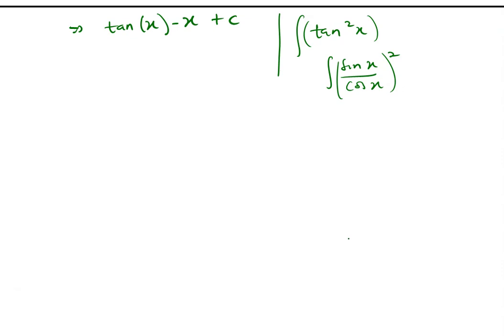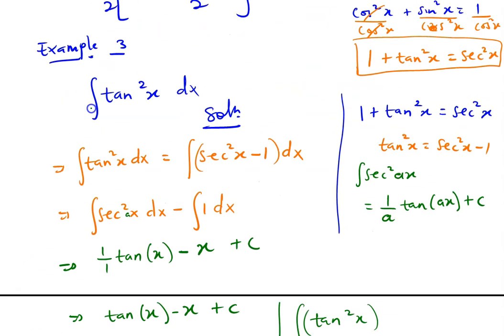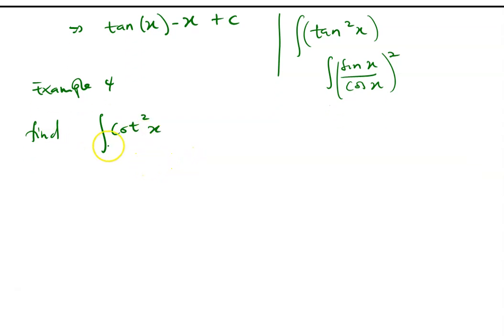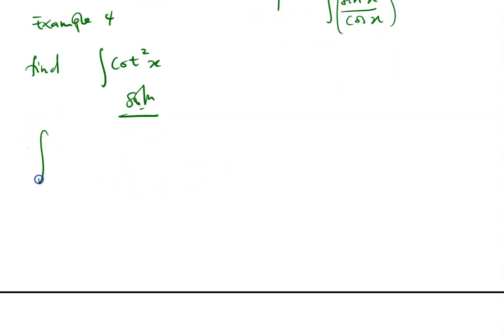Assuming I should find this example, what example are we now? Example 4. Very good. So example 4: they say I should find the integral of cot squared x. So cot squared x. Solution. I want to find the integral of cot squared x.